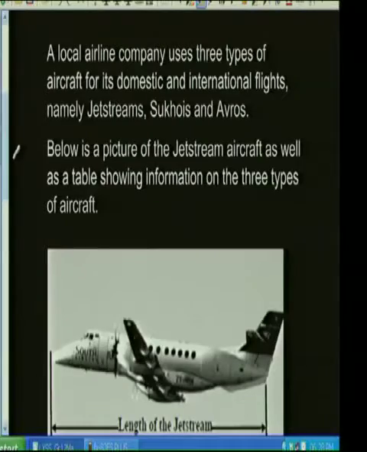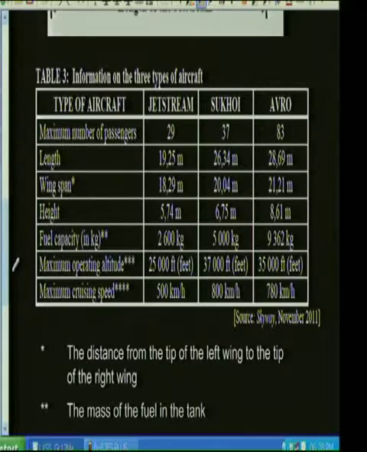A local airline company uses 3 types of aircraft for its domestic and international flights, namely Jetstreams, Sukhois, and Avros. Below is a picture of the Jetstream aircraft, as well as a table showing information on the 3 types of aircraft. Okay. So we've got 3 aircrafts that this particular airline uses. And they're really strange names. The names aren't important. The fact is, they're 3 different types.